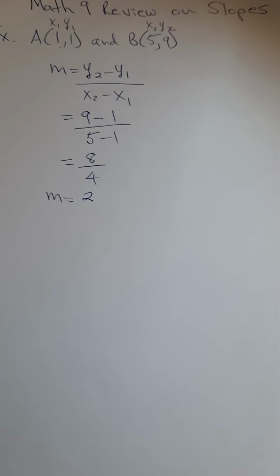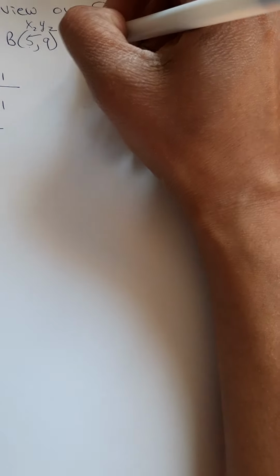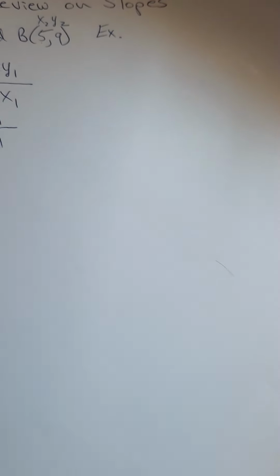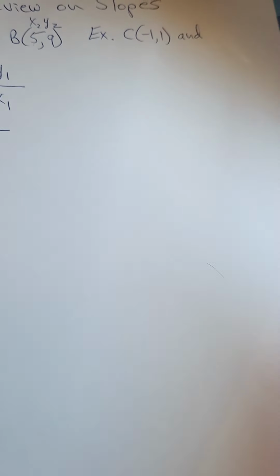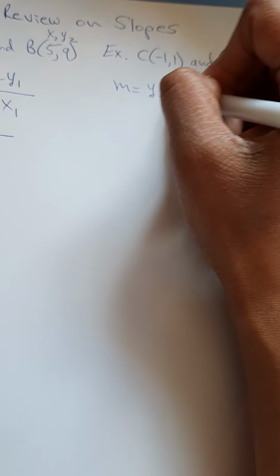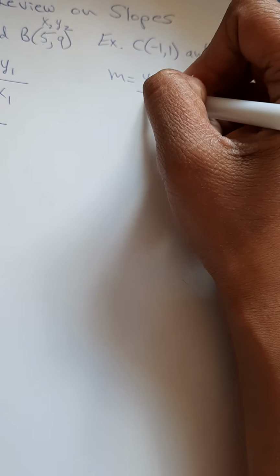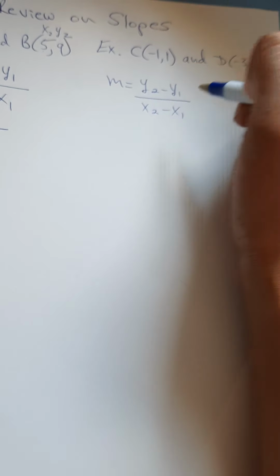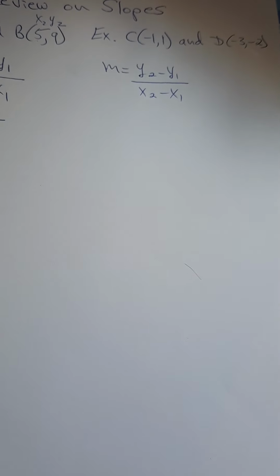Okay, let's try one more example here. We'll just do it on the side. Let's try one that has negative signs. I have C, (-1, 1), and point D is (-3, -2). Everyone see that? One more time, we're going to plug it into our formula: y2 minus y1 over x2 minus x1.